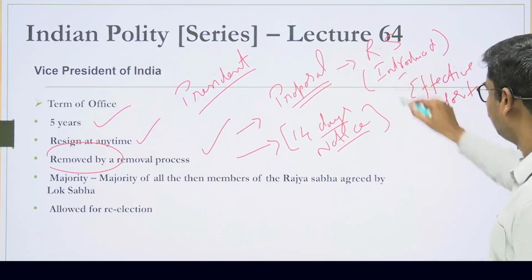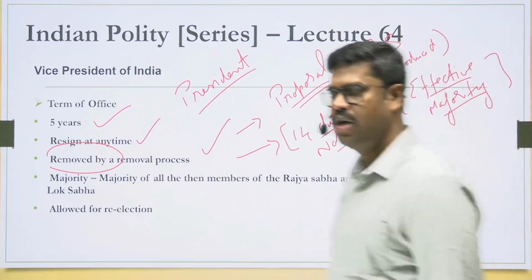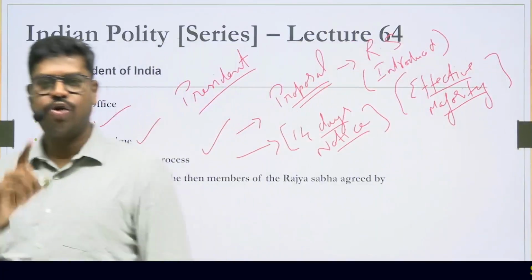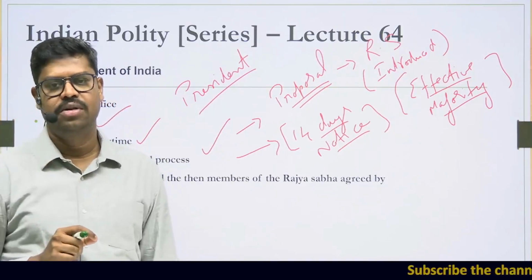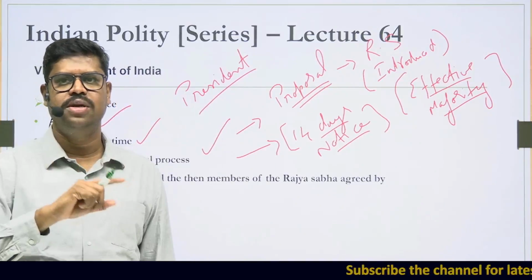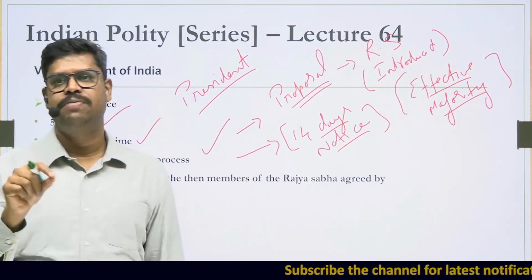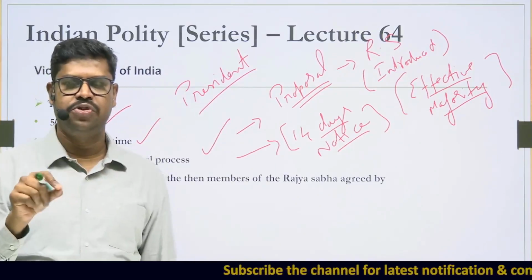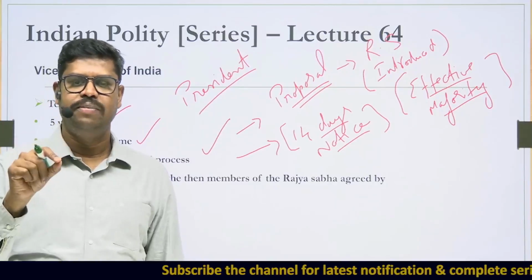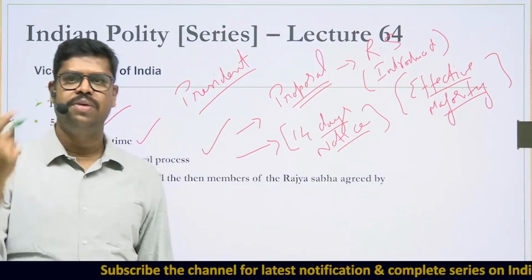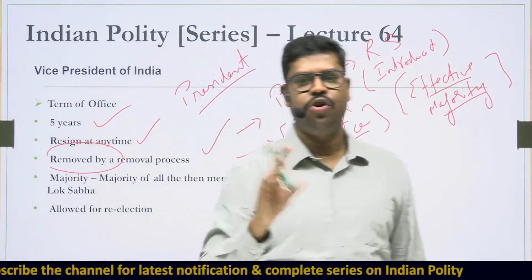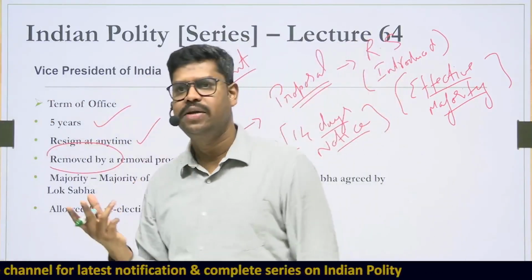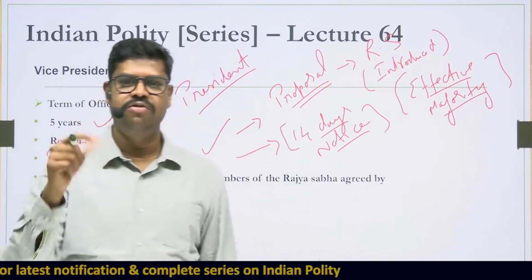It has to be passed with what is called an effective majority. And what is this effective majority? I have already discussed it; there's a separate video that I have made on different types of majorities. You can watch that. But for the students who are watching this particular lecture directly, what is effective majority? Effective majority means the majority of the effective membership of the House. And what is effective membership? Effective membership is total membership minus vacancies. And a majority of that would be the effective majority.